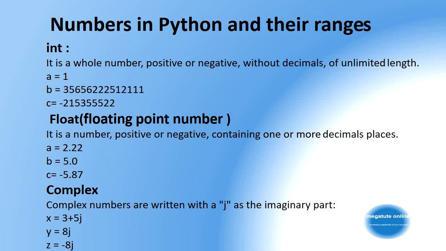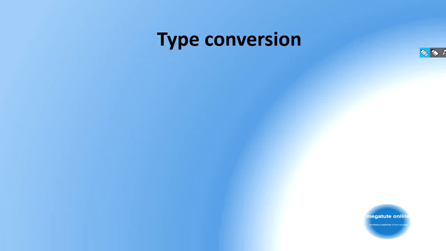involving complex numbers. Now type conversion. Since we have different data types like integer, float, and complex in Python, there may be some cases where we need to convert from one data type to another, like from integer to float or from float to complex or vice versa.